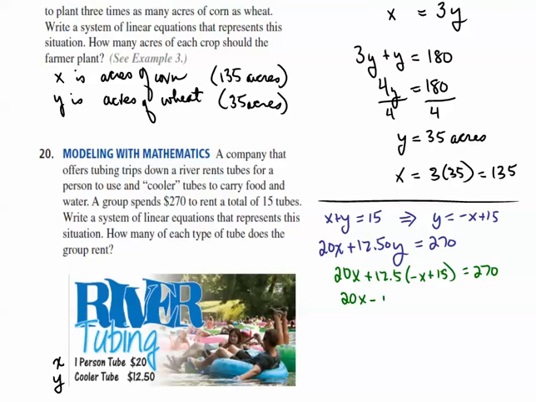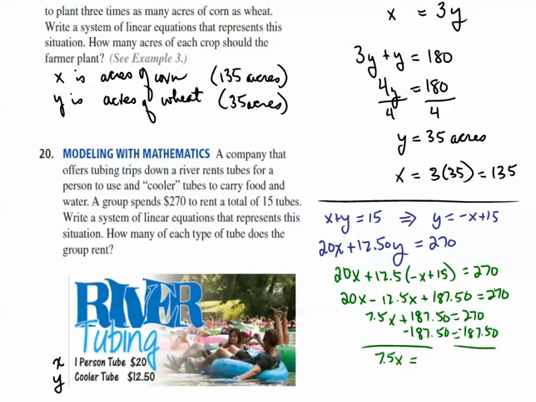20x minus 12.5x plus 15 times 12.5 is $187.50. That has to equal 270. We're going to combine like terms first. So 20x minus 12.5x is 7.5x plus 187.50 is 270. Subtracting 187.50 on both sides is going to give us 7.5x is equal to 82.5. Dividing by 7.5, then we get exactly x is equal to 11.